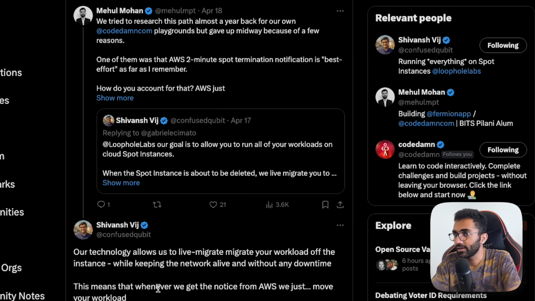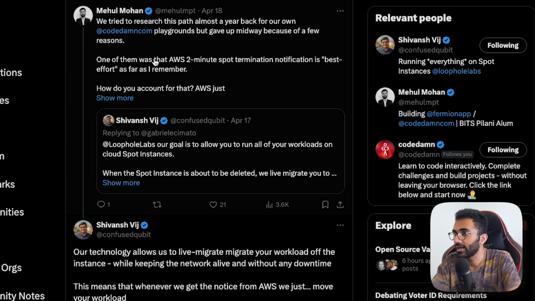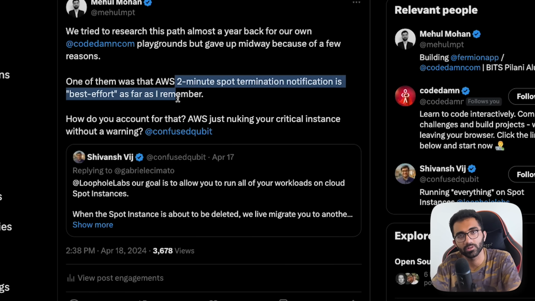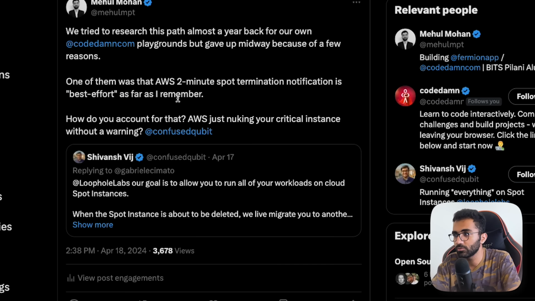So at this point, I asked him this question. This is from April 18th. So we did research this path almost a year back for our own CodeDamn playgrounds, but gave up midway because of a few reasons. One of them was that the AWS 2-minute spot termination notification is best effort, as far as I remember. So this is also something which I had a question.